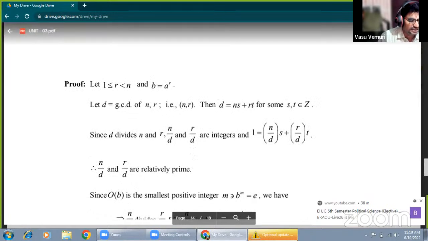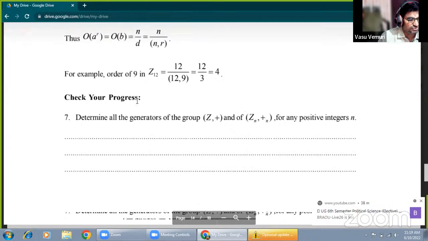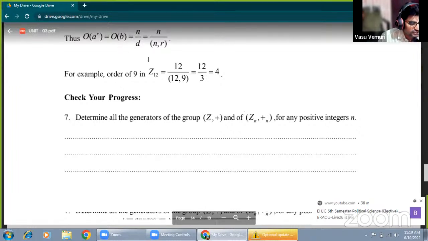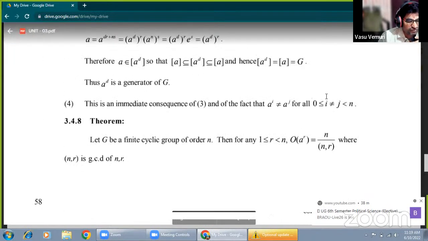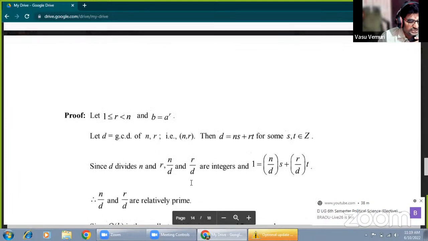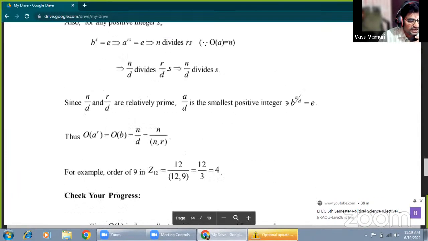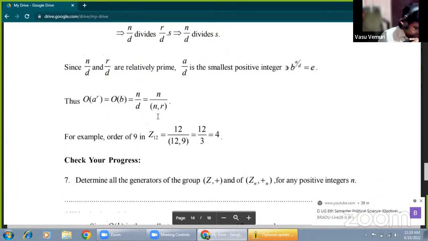Just see and verify. Now this theorem is also very important here. According to this example, what is Z12? Replacing in this formula, n value is 12 and r value is 9. Order of 12 and 9: what is the GCD of 12 and 9? It is 3. So 12 divided by 3, the answer is 4.